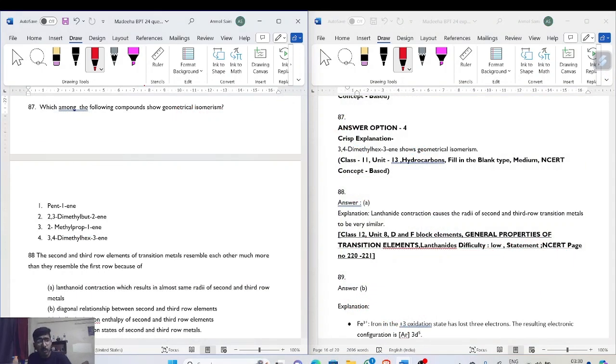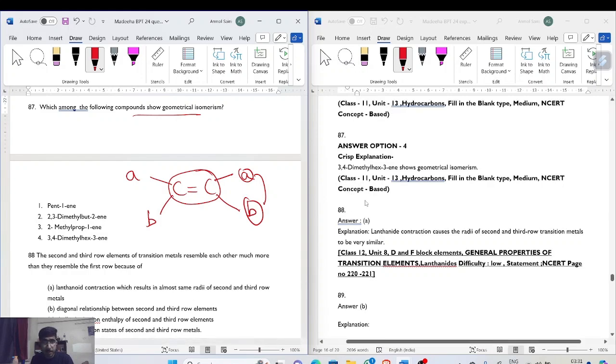Which among the following compounds shows geometrical isomerism? For showing geometrical isomerism, when we have carbon double bond carbon, if the group attached to this side is A, then the opposite group should be B. These groups must not be equal. If these groups are the same, then it will not show geometrical isomerism. Similarly, if this compound has A, then the other should be B.